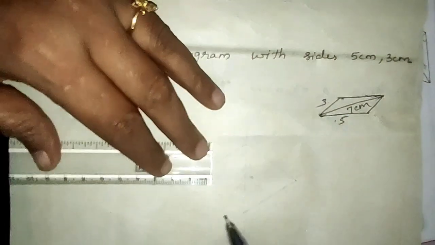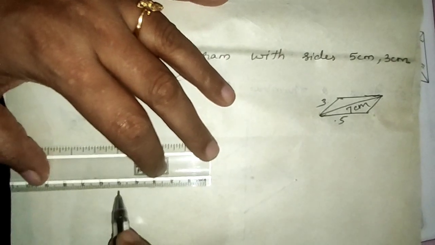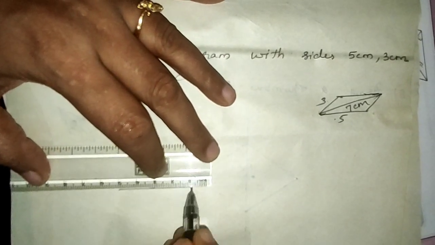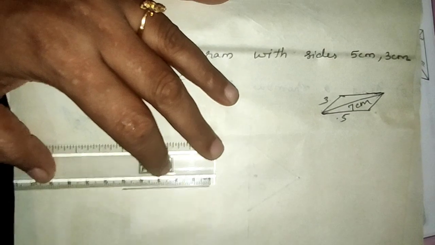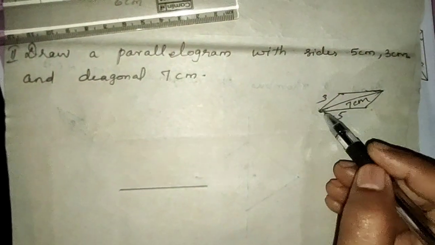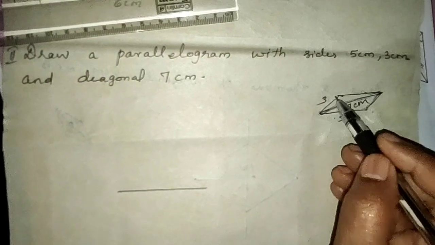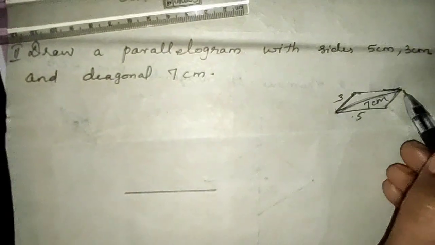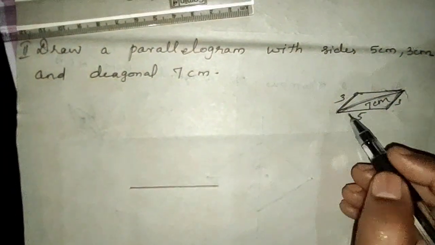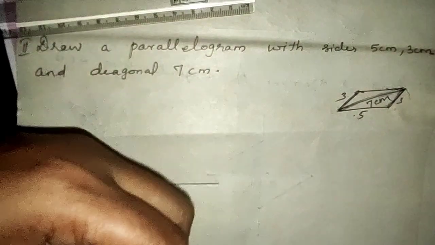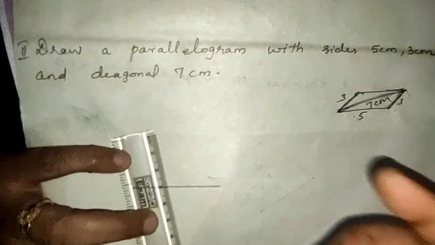Okay, for that, first step is to draw the base. What is the base here? 5. So first draw a line of length 5 centimeter. Then first we are going to construct this triangle. This one is a triangle actually. If this side is equal to 3 centimeter, what will be this side? That is also equal to 3 centimeter, and this is equal to 7 centimeter. So on your compass, take 3 centimeter.